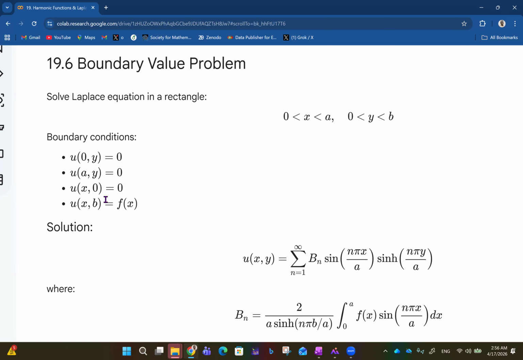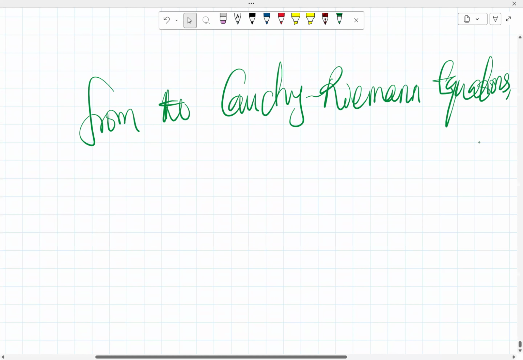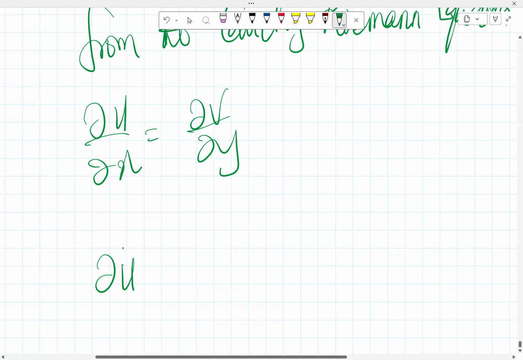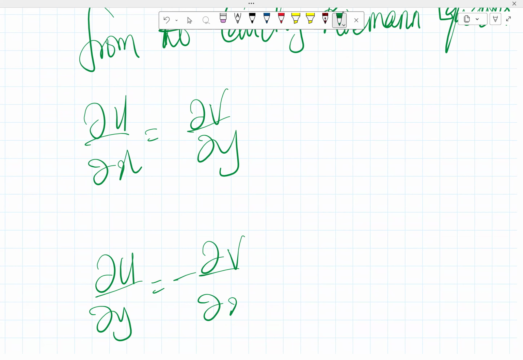I've used this a lot. From the Cauchy-Riemann equations, we have that partial u partial x should be equal to partial v partial y. That's one thing there. And then we also know that partial u partial y should be minus partial v partial x.